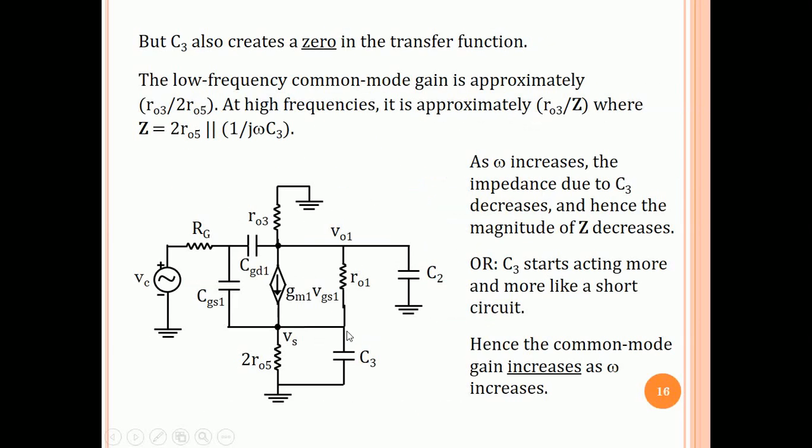In this circuit, it is the opposite. We want the gain to remain small because this is the common mode gain. The common mode gain has to stay small. So we design such that C3 is as small as possible so that the frequency at which the zero occurs is as large as possible. Same circuit, different considerations for design.